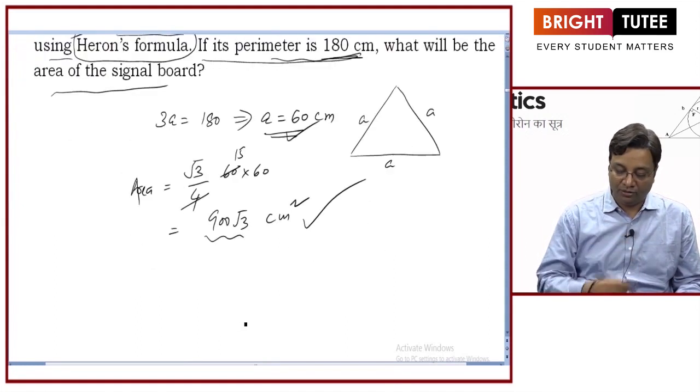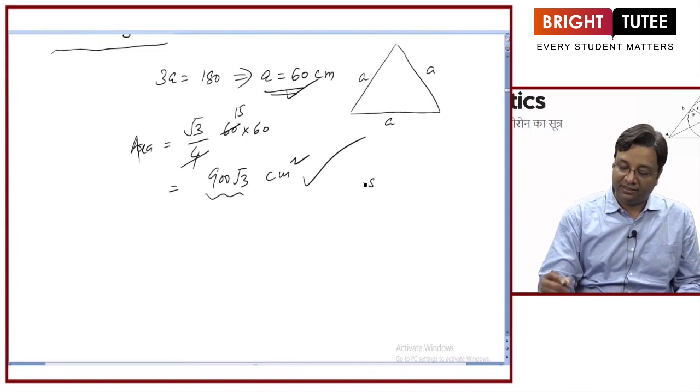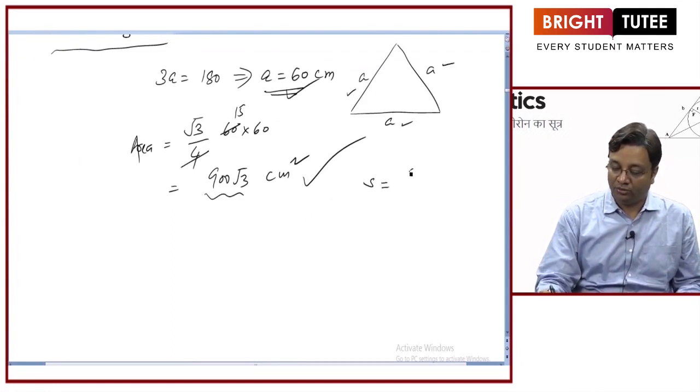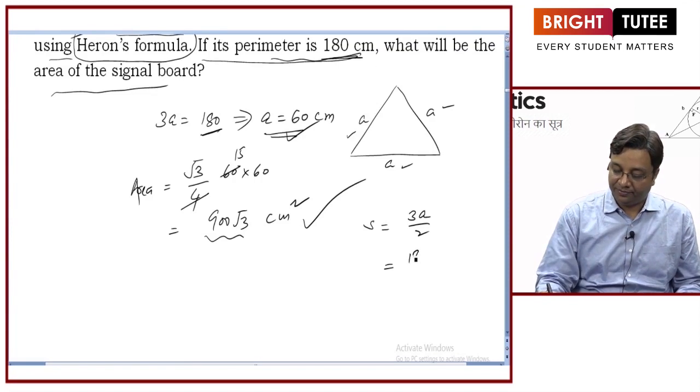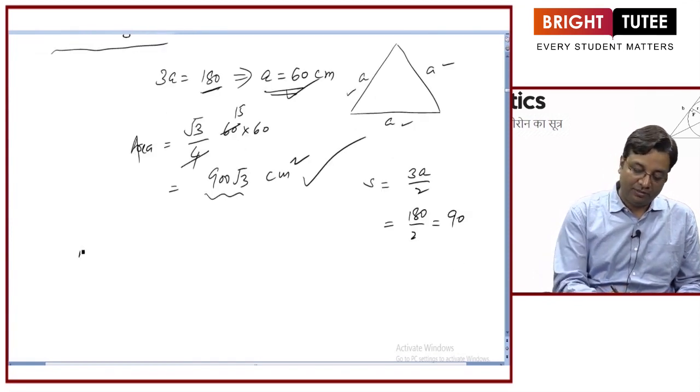So, to use Heron's formula, first of all, I will need the semi perimeter, that is the sum of the sides by 2, that is 3A by 2, which is equal to 180 by 2, which is 90. So, let me apply the formula.